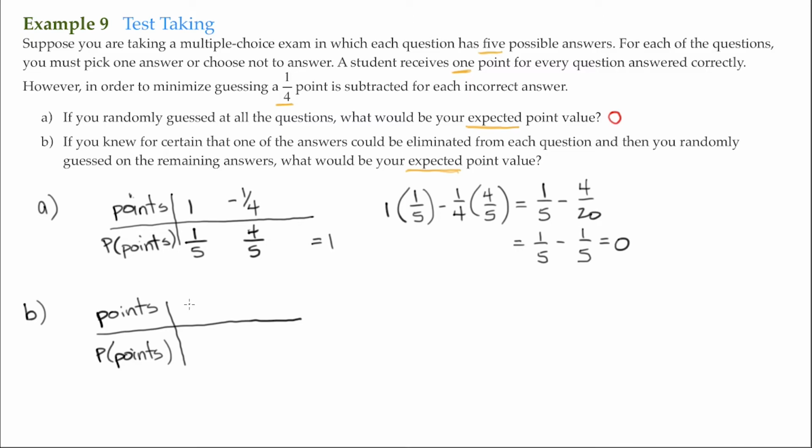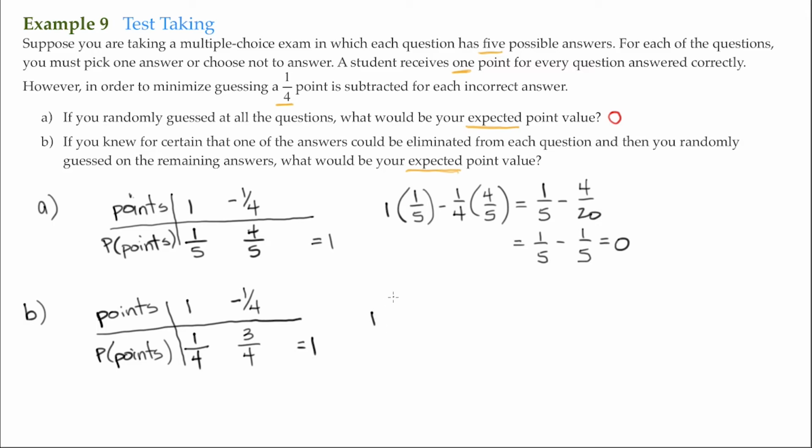You get a point correct. Again, there's only 1 of 2 possible outcomes. You get a point if you get it correct. Now, if you're able to eliminate one of the answers, then it's not 1 out of 5. It's going to be 1 out of 4 because you know for certain one of those answers isn't going to do it. We still have a 1/4 point deduction, but now it's 3 out of 4. Don't forget this has to tally to 1, right?